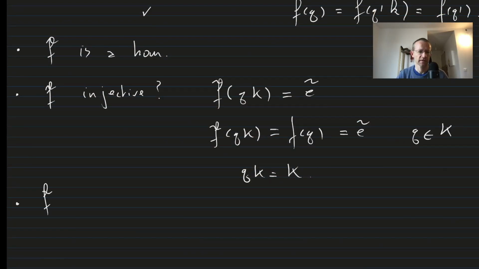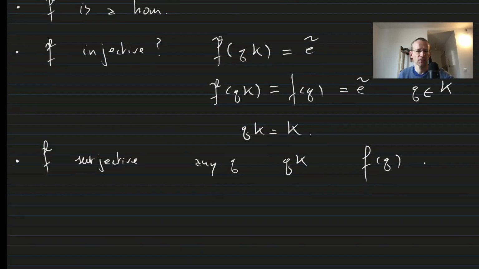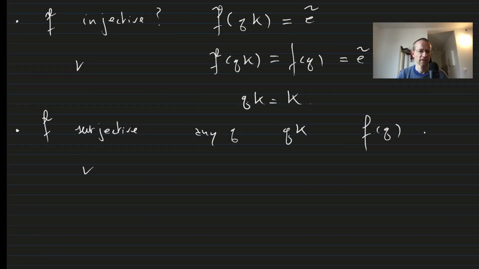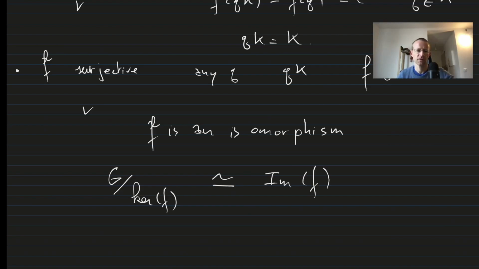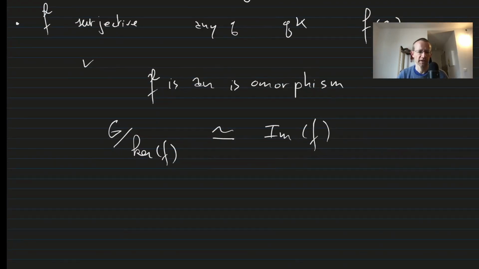Now, is F tilde surjective? Surely, because any G can be chosen in GK, and therefore any F of G is reached by the map F tilde. So we have a homomorphism which is injective and surjective, and therefore F tilde is indeed an isomorphism. So we have an isomorphism from G over the kernel of F to the image of F if F is a homomorphism of groups. So this is often applied when F is an epimorphism, in which case the second member is just the target group.